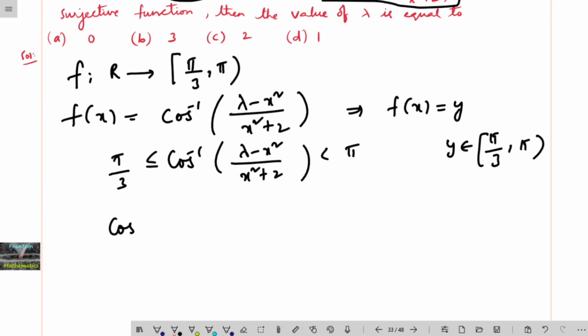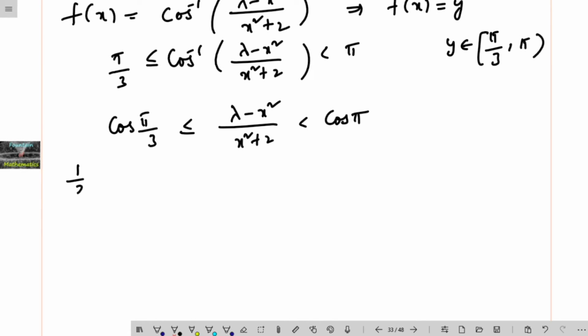Or we can also write cos pi by 3 is less than or equals to lambda minus x square upon x square plus 2 less than cos pi. Right? And cos pi by 3 is 1 by 2. 1 by 2 is less than or equals to lambda minus x square by x square plus 2 is less than minus 1, and this is not possible, so we'll take the inequality differently. So 1 by 2 is greater than or equal to, and greater than minus 1 we can write. Okay, and here just we consider lambda.